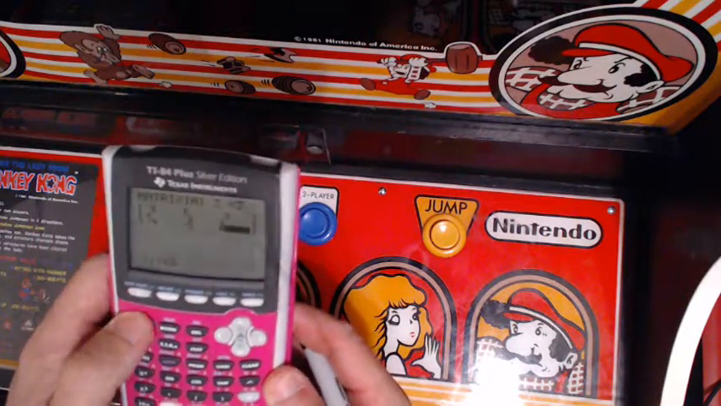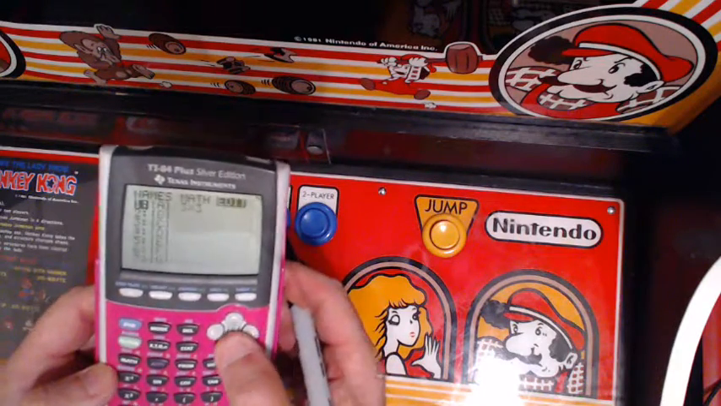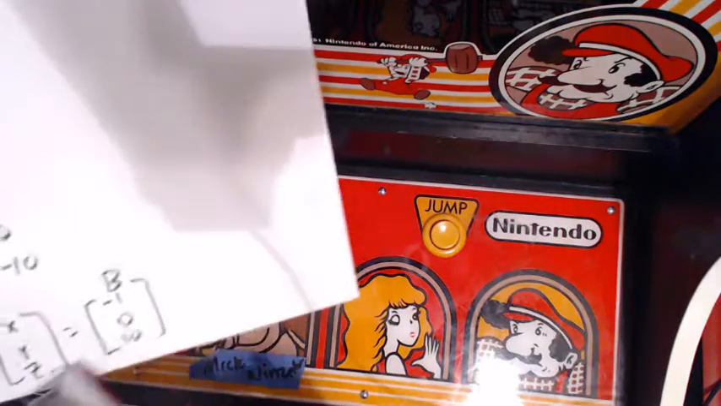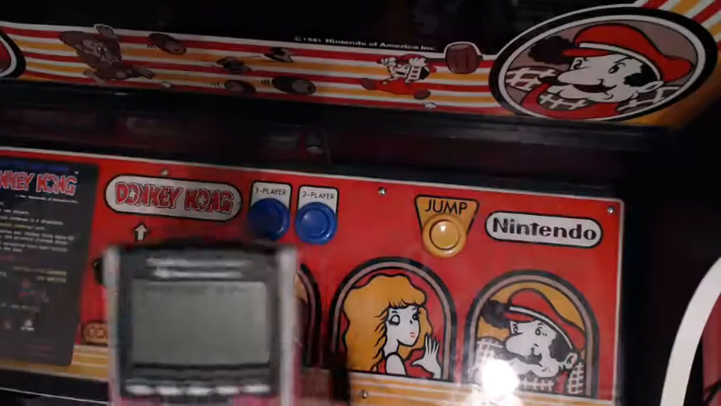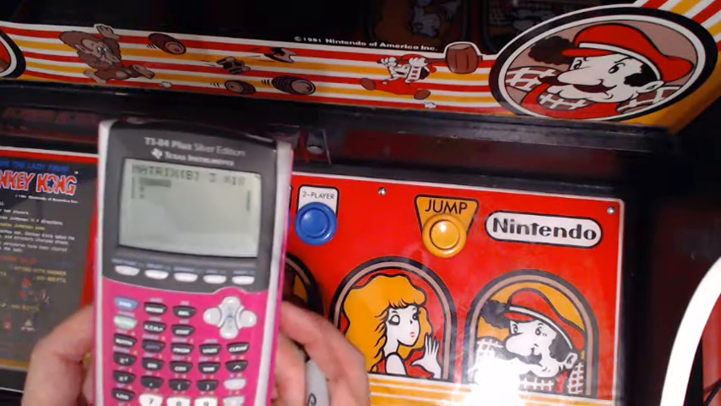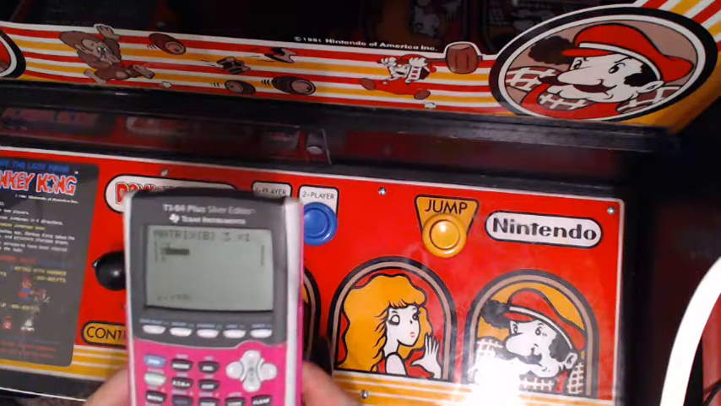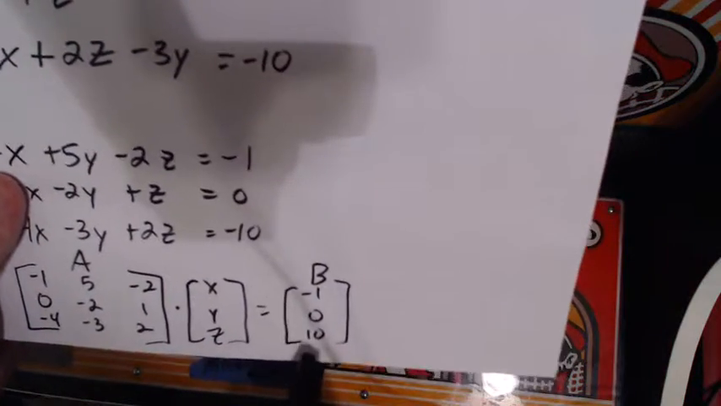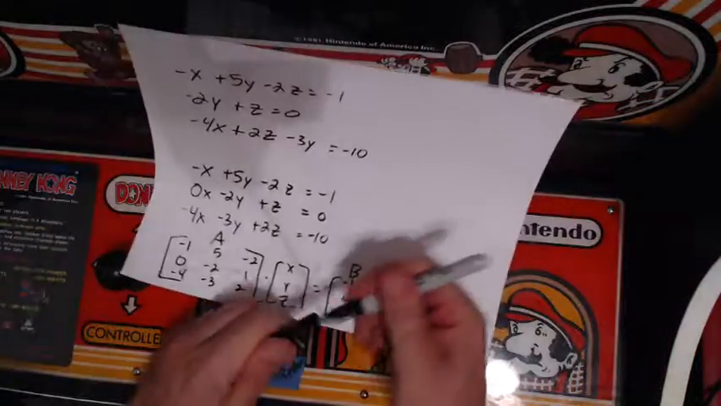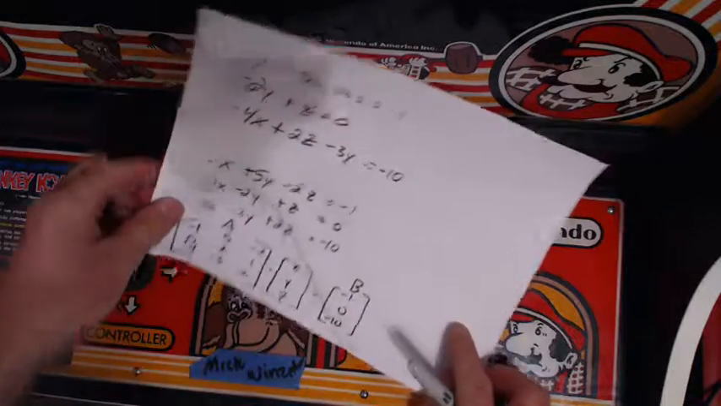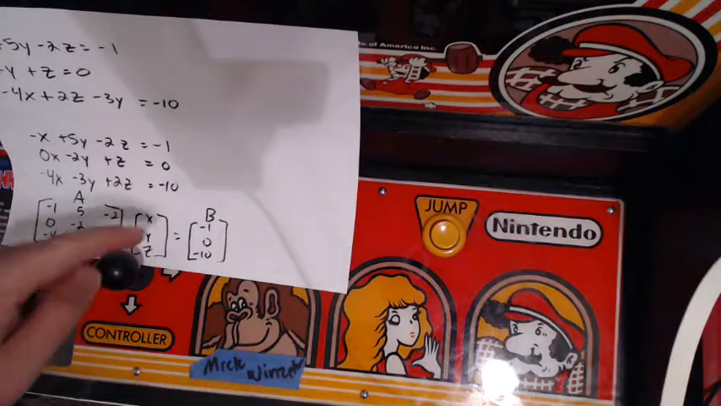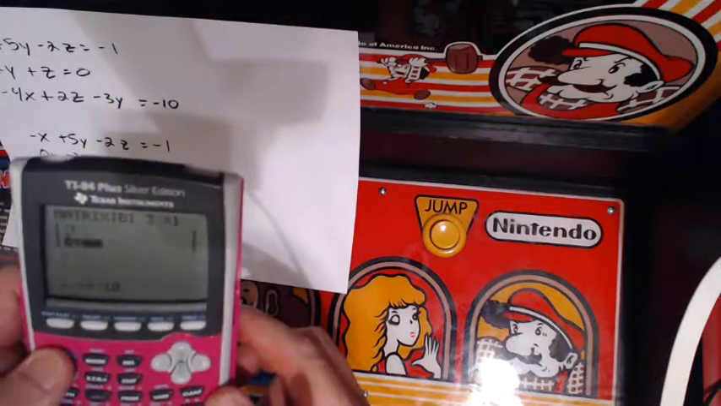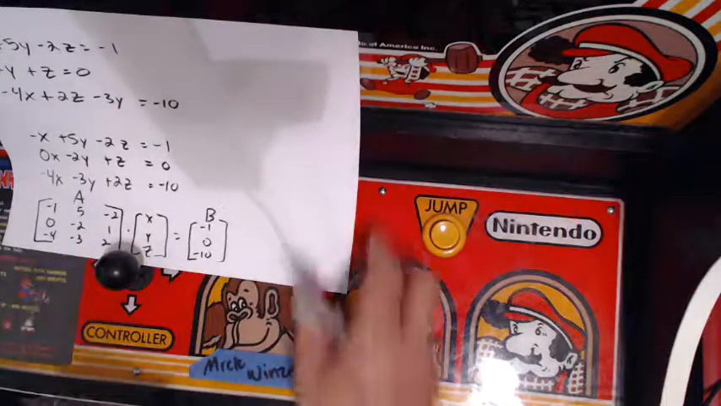Then I'm going to go back to my matrix menu and put in matrix B as well. Matrix B is going to be this one right here. It's going to be a 3 by 1, and it's going to be -1, 0, and look, I messed up. I wrote a 10 here. It should be a -10, so always double check yourself. So -1, 0, -10, and then you have matrix B. Then I'm going to quit out.